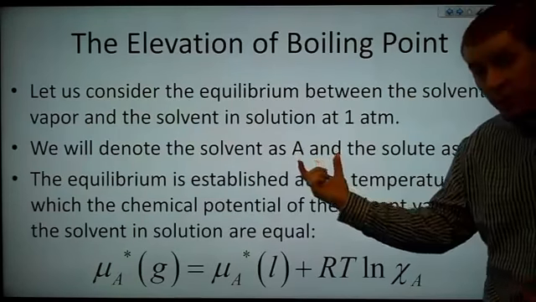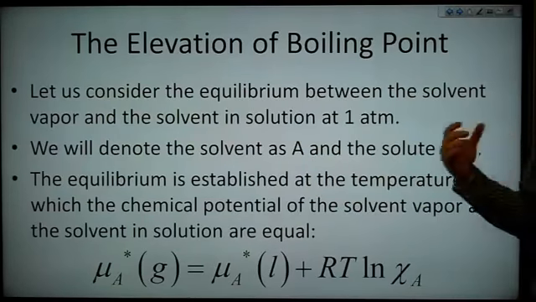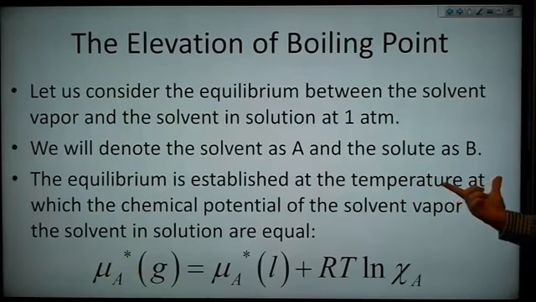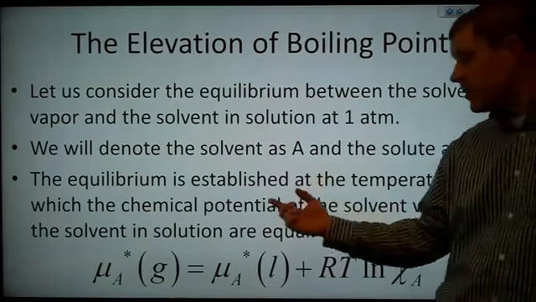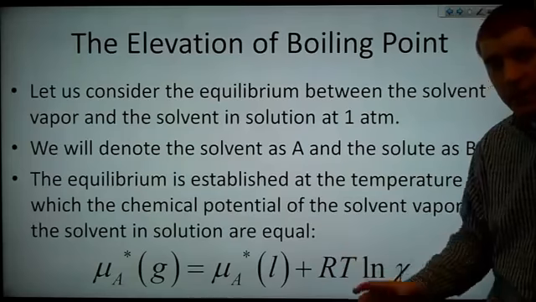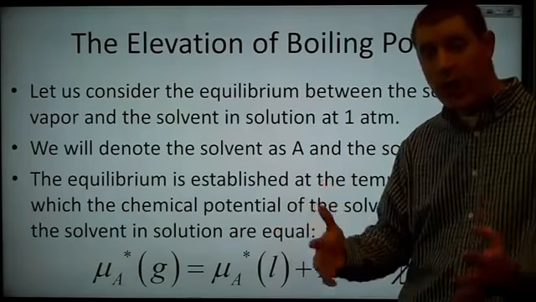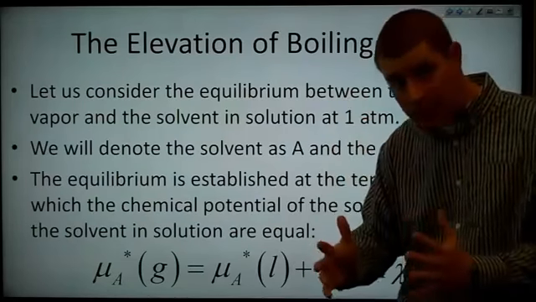So A is our major component, B is our minor component. So the equilibrium is established at the temperature at which the chemical potentials of the solvent vapor and the solvent in solution are equal. Right? Equilibrium always occurs at the place where the chemical potentials are the same.